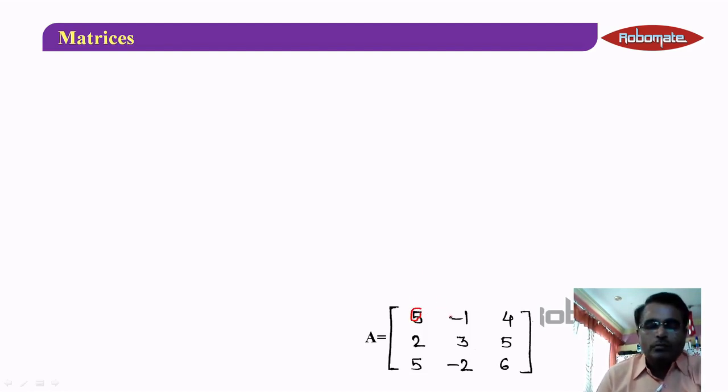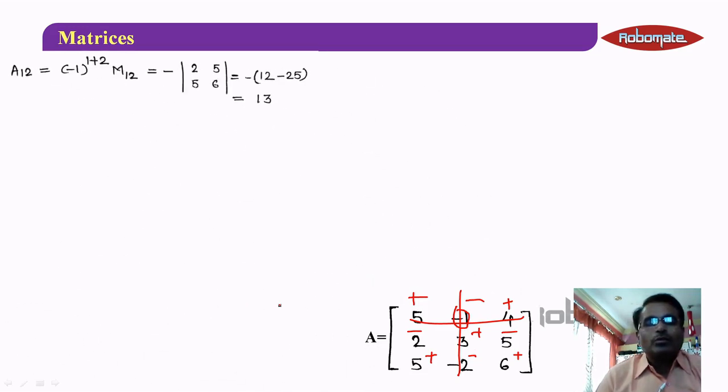Now you have to consider the next element, that is minus 1, and eliminate this row and this column. But according to the sign rule, it is negative. Here it is positive, then negative, positive, negative, here positive, here negative, and again positive here. So these are your sign rules. According to those sign rules, you will get these cofactors one by one. So A12 is obtained.